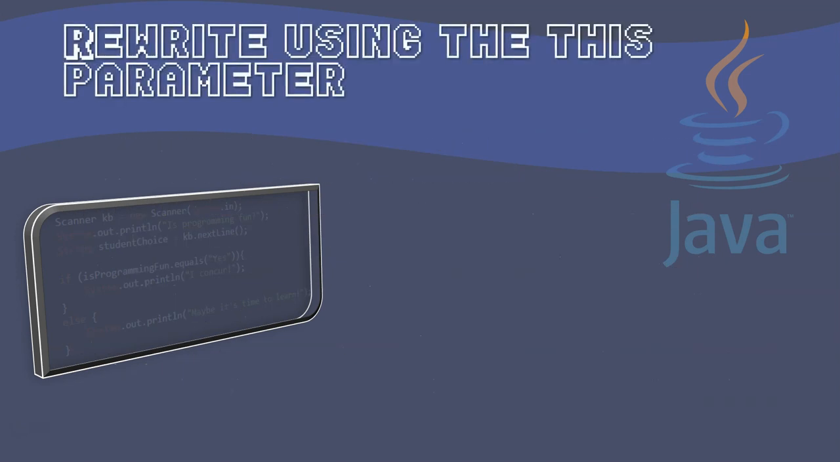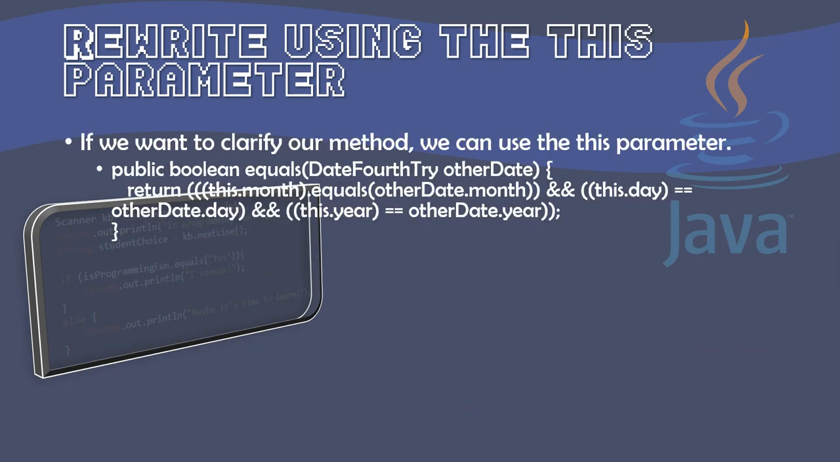Now, we can technically rewrite this using the this parameter. For example, we want to clarify our method, to know what is actually going where. We can use the this parameter. So, for example, I could have my public boolean equals use this.month, this.day, or this.year to specify that against our other one, which of course is otherDate.month, otherDate.year, otherDate.day.